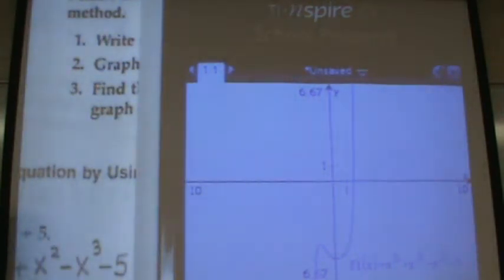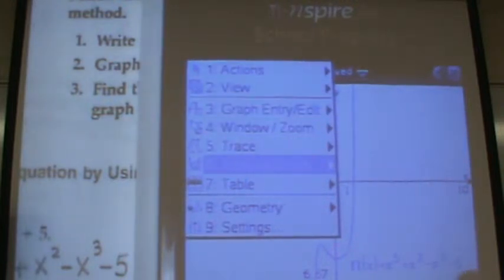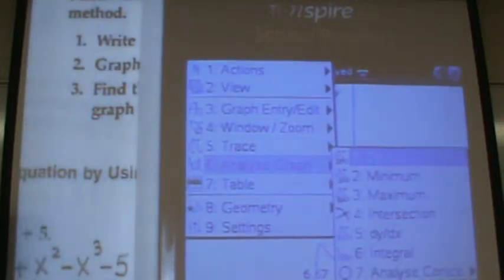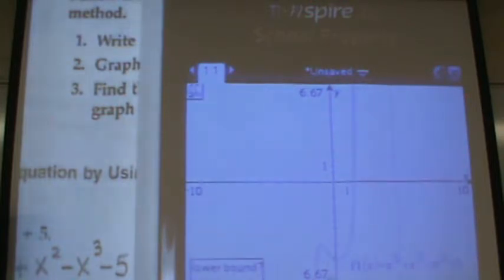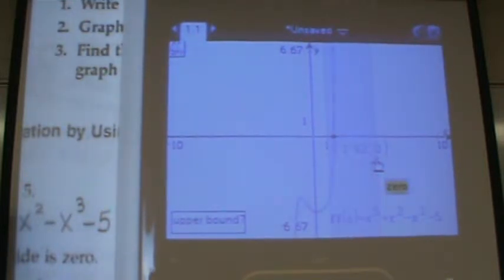There's the graph. Now I want to calculate the 0. So go to menu, and I want to analyze my graph, and I want to find the 0, and it's asking me lower bound. Give me a number to the left of it, that looks like it's between 1 and 2. You could type 0, you could type 1. I'm going to type 1, and then hit enter. And bam, there's your answer. And you could hit enter again, and it's going to pop up as a black dot.